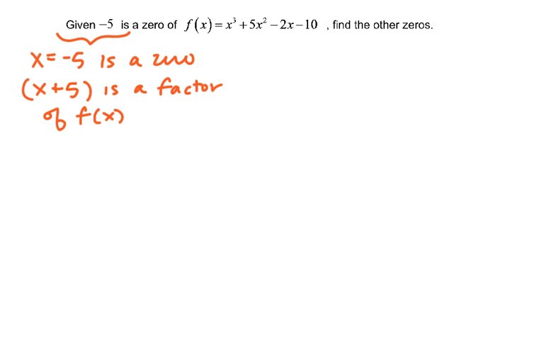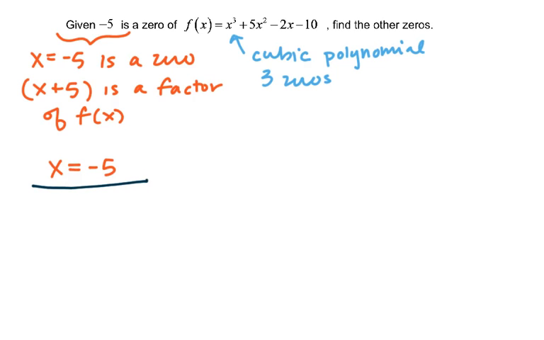Okay? We are dealing with a cubic polynomial, and a cubic polynomial has 3 zeros. So we know 1 zero, we need to find the other 2. So what I'm going to do is use synthetic division or synthetic substitution to factor this. So I plug my 0 up into the top. Remember, when we do synthetic division, we don't use the factor, we use the 0 that comes from the factor. So I'm going to use x equals -5.